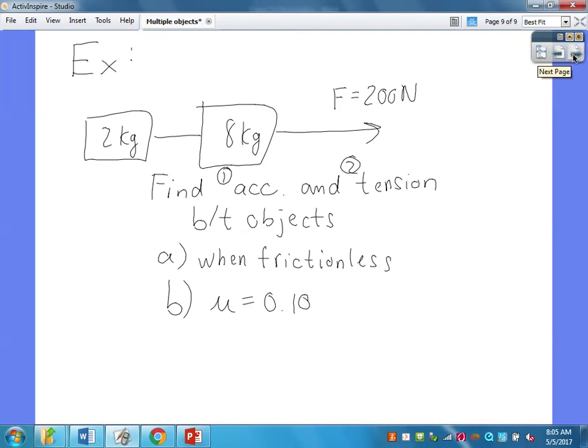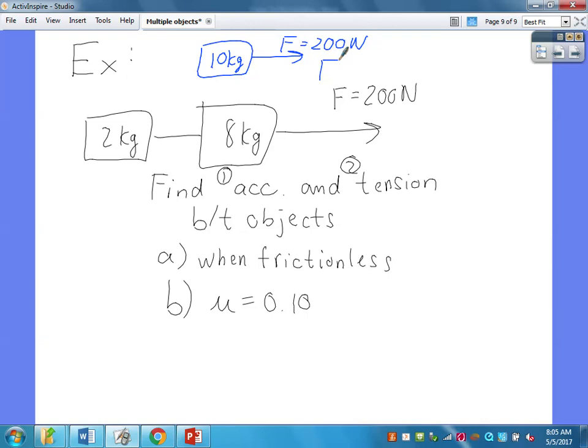Okay? So find the acceleration and tension between the objects when it's frictionless and when you have a mu of 0.1. All right? So again, I'm going to run through it fairly quickly. Basically, you make it into a system again. So you have a 10 kilogram object being pulled by a force of 200 newtons. Okay, I'm doing part A, so there's no friction. So basically, I can immediately solve for the acceleration.